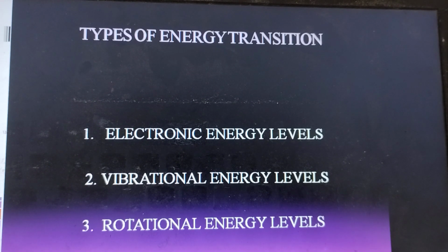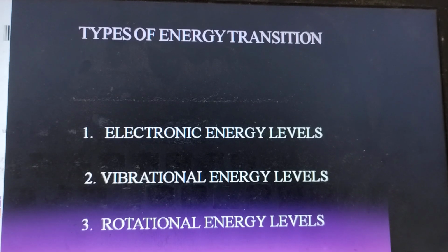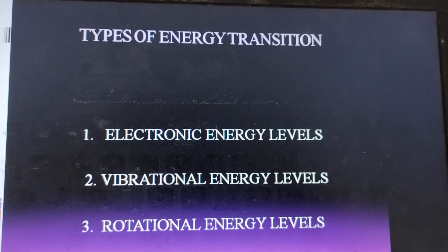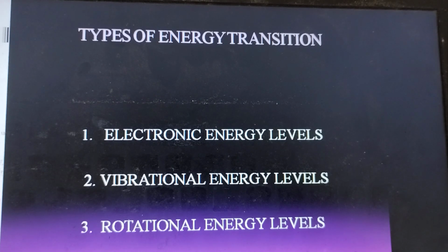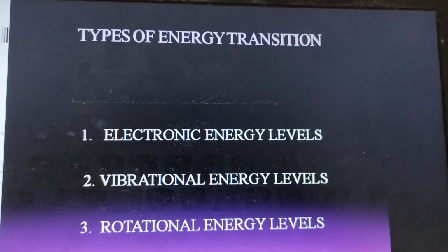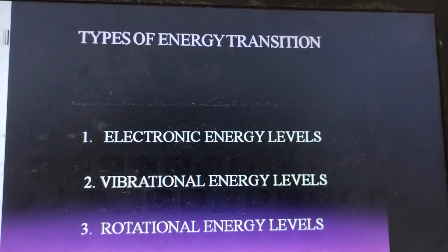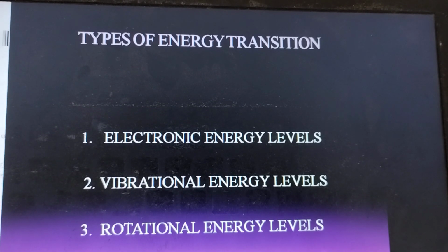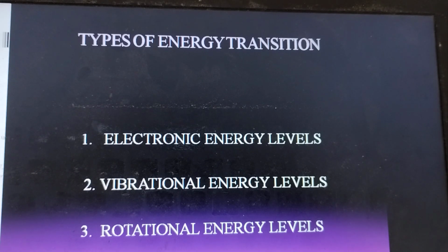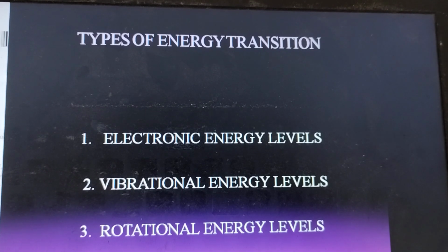Next one, types of energy transition. What energy transitions occur in spectroscopy studies? The first one, electronic energy levels. Second one, vibrational energy levels. Third one, rotational energy levels. There are three energy levels present in the energy transition technique.